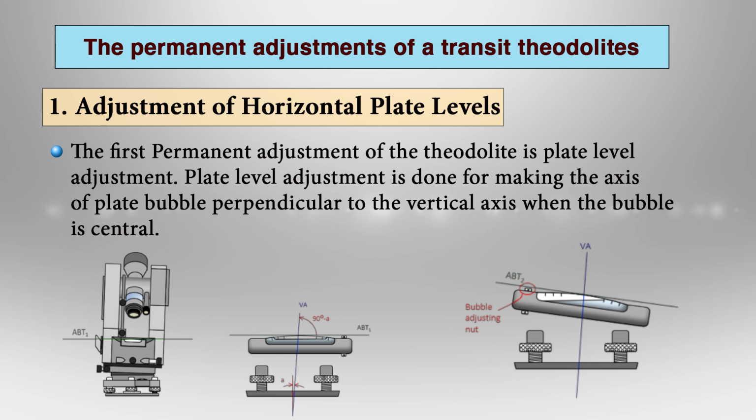The first permanent adjustment of the theodolite is plate level adjustment. The plate level adjustment is done for making the axis of the plate bubble perpendicular to the vertical axis when the bubble is at the center. So, we are discussing the permanent adjustments of the theodolite. When the bubble is at the center, that is, leveling has been done, in that case the axis of the plate bubble should be perpendicular to the vertical axis.